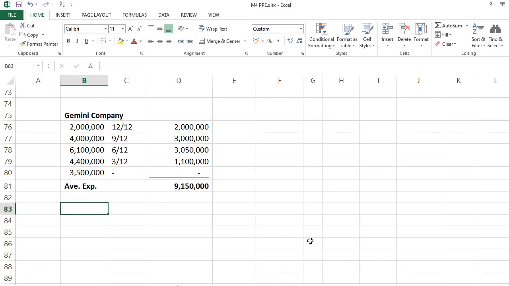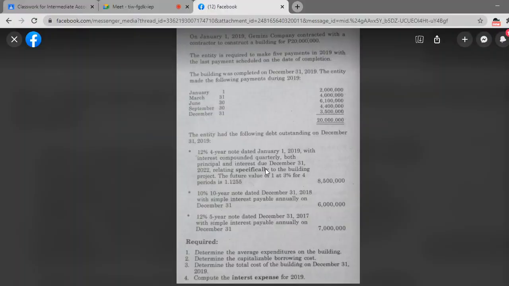Next, we are to compute the capitalizable borrowing cost. So capitalizable borrowing cost. Magkano yung borrowing cost? Okay, so this is the average expenditure and how much will go to the specific borrowing? Magkano po bang specific borrowing natin? We have that 12% 4-year note. Ayan, naka-bold siya. Specifically to the building project. Huwag ka nang makipag-argue, specific borrowing yan.